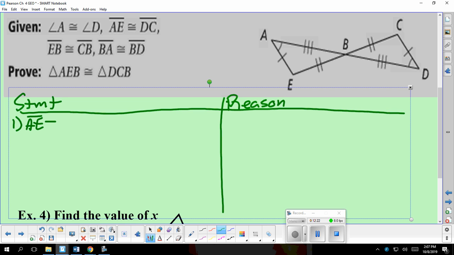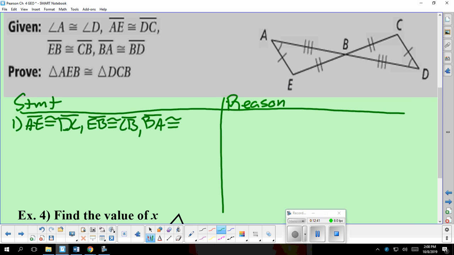We have AE is congruent to DC. EB is congruent to CB. And BA is congruent to BD. Jamie, what do you think? I'm also given that angle A is congruent to angle D.